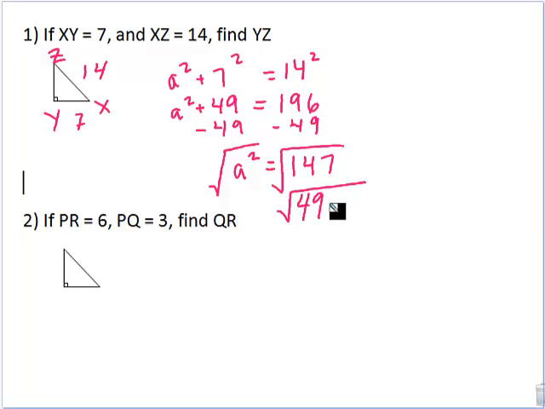We did simplify this one down yesterday. 49 times 3. So what's the square root of 49? 7. And then we just leave the square root of 3. So that's our YZ.